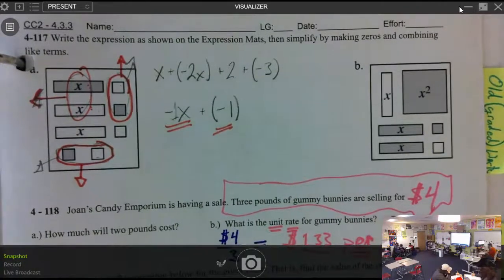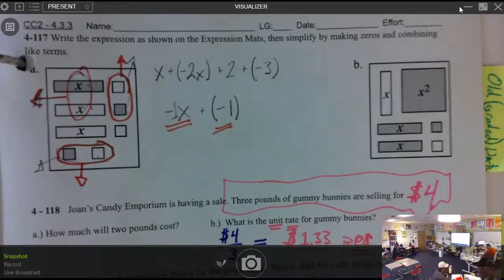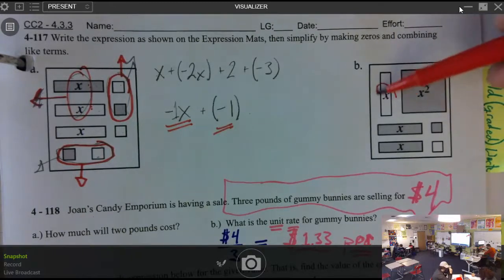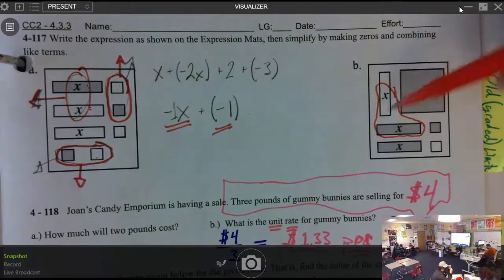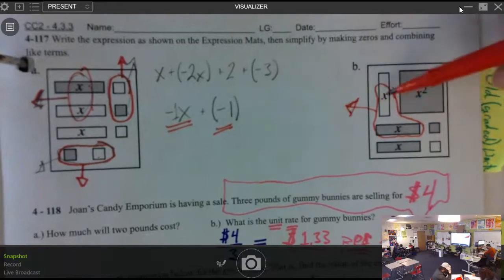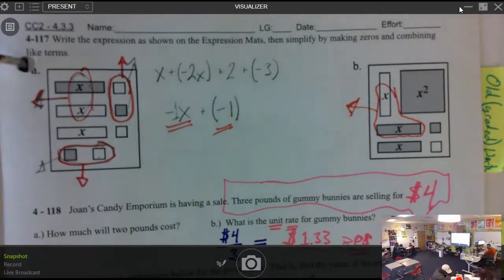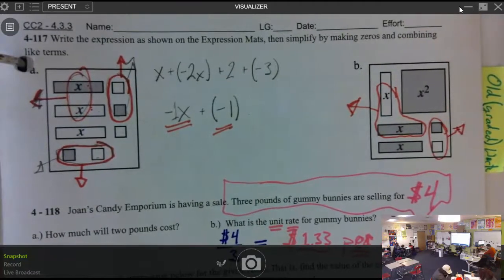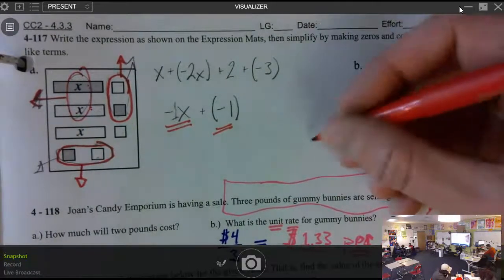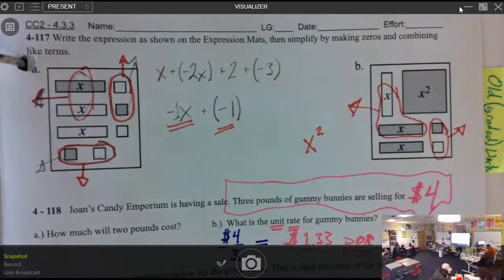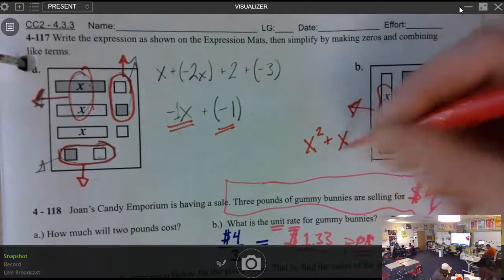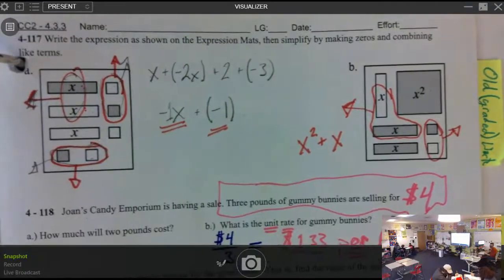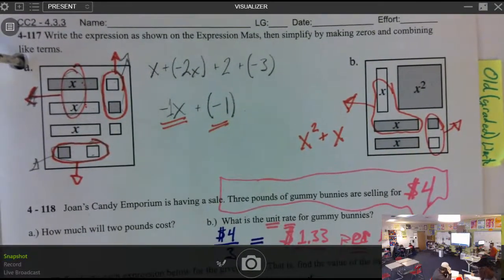Over in B, what could I cancel out here? Yeah, the empty x plus the positive x, so the negative x and positive x, and the 1 and -1, right? So then we get left with x squared and x. Alrighty then.